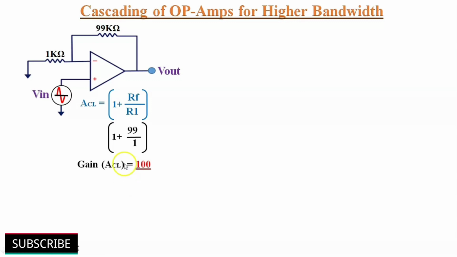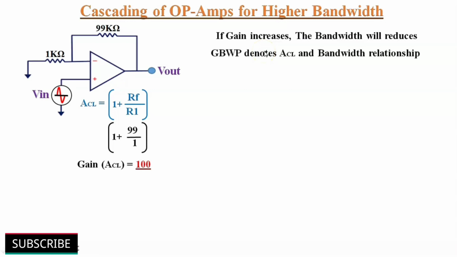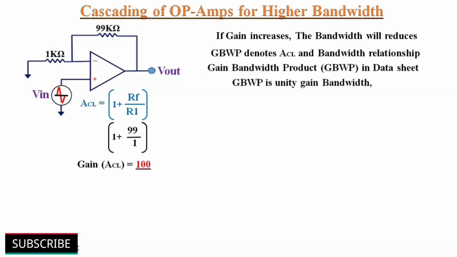Now we will discuss the cascading of op-amps to achieve higher bandwidth. I have explained bandwidth in my earlier video of gain bandwidth product of op-amp. We take a quick recap of that. The bandwidth of an op-amp depends on its closed loop voltage gain. If you increase the gain of op-amp circuit, bandwidth will decrease. The gain bandwidth product of an op-amp denotes the relationship between its closed loop voltage gain and bandwidth. We can find gain bandwidth product in data sheets of op-amp. Gain bandwidth product is unity gain bandwidth.